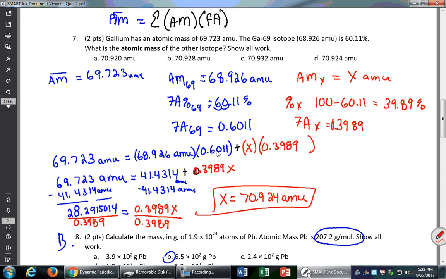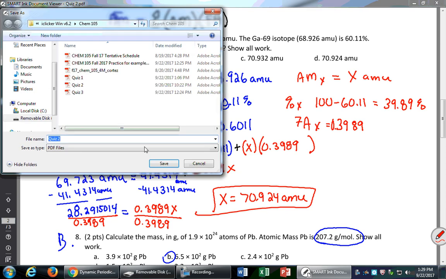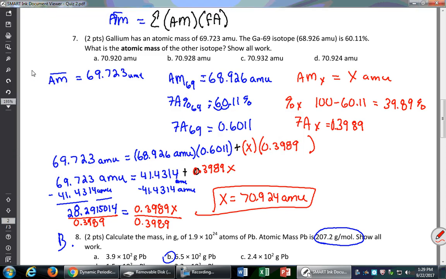I think the biggest issue that most students had was not recognizing that this gallium has an atomic mass of 69.723. That's your average atomic mass. That's all of gallium. And I think a lot of people missed that. So make sure you're reading your problem so you can follow what's being given to you. Any questions with quiz 2? Okay, let's move on to the quiz from today.